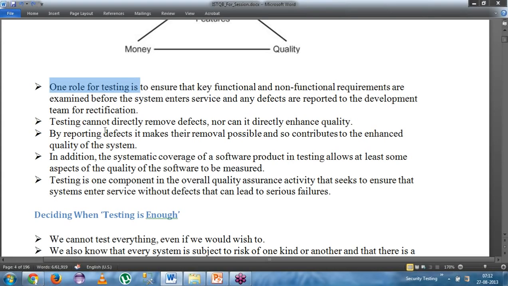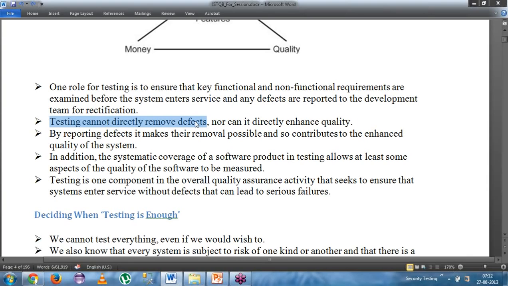Testing cannot directly remove defects. This is one important thing that we need to understand. Testing cannot directly remove defects, nor can it directly enhance quality. What it means is that if you don't have the correct process or correct implementation in place, just by testing you cannot directly remove defects. If it's a problem with the requirements, you cannot handle it.